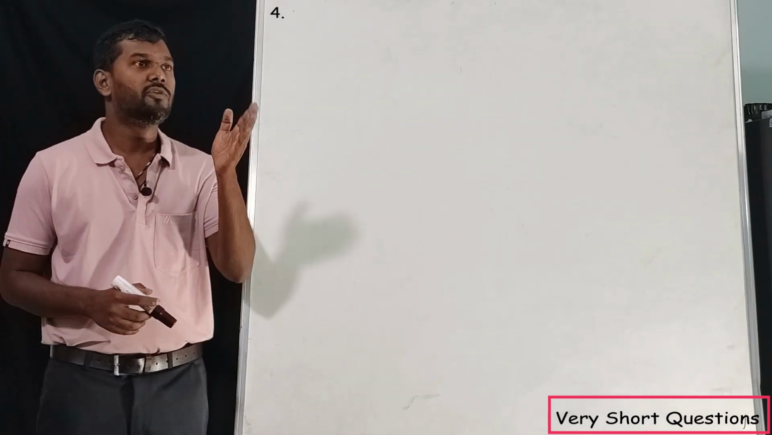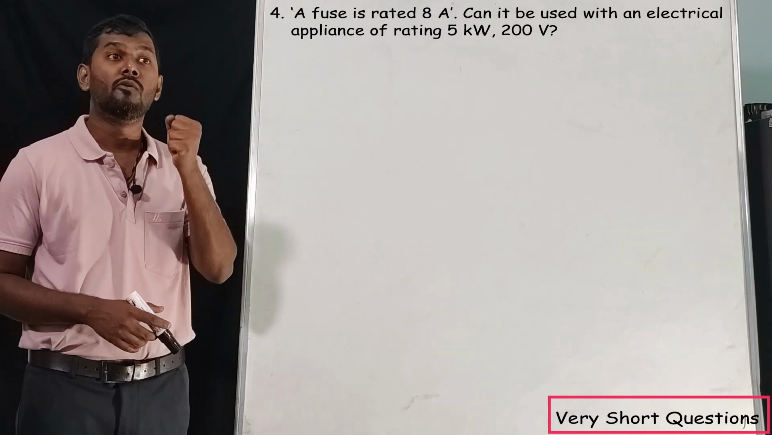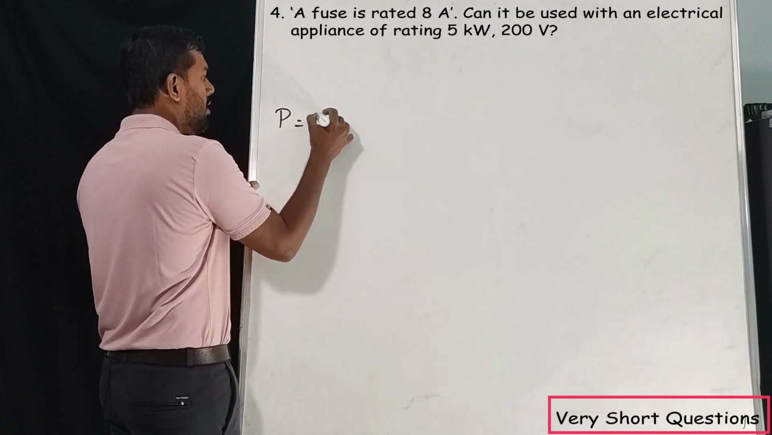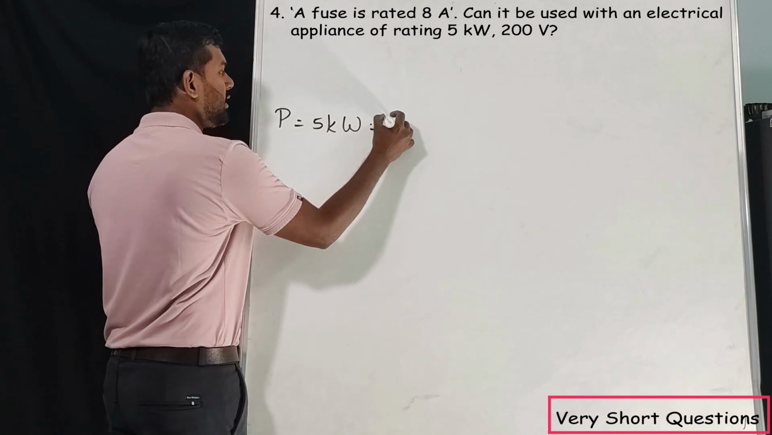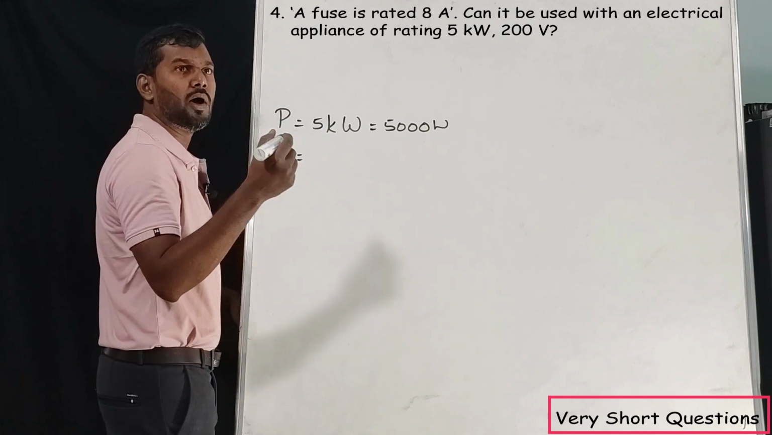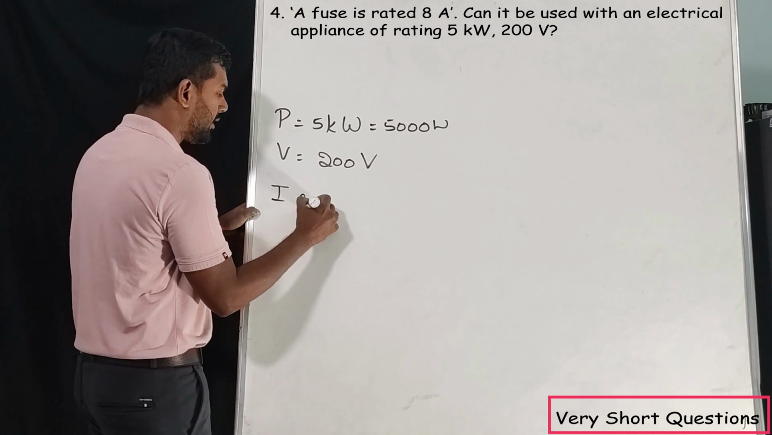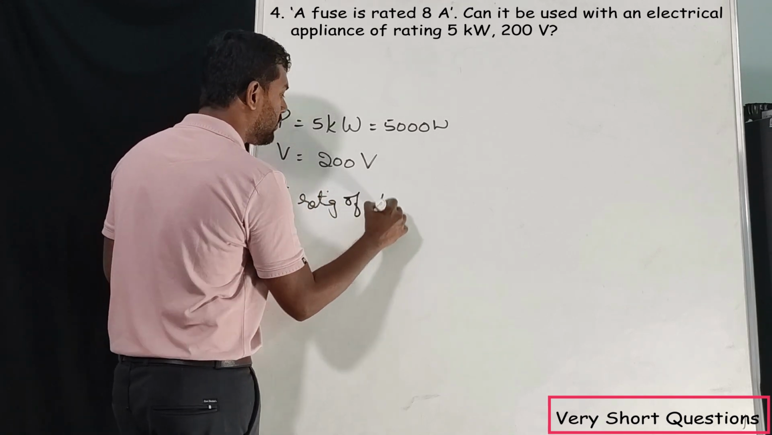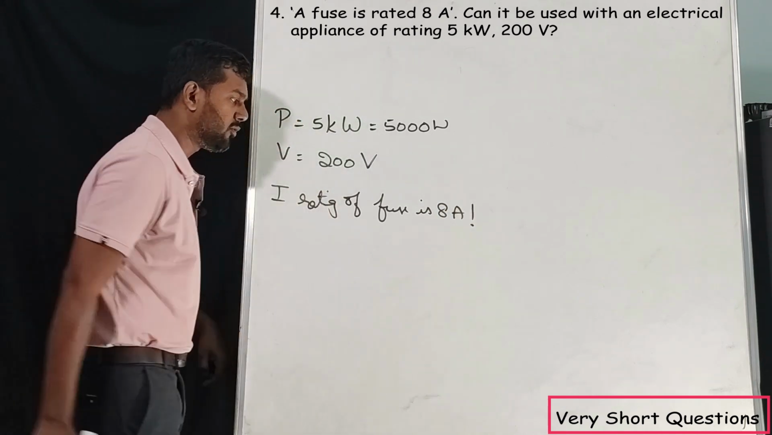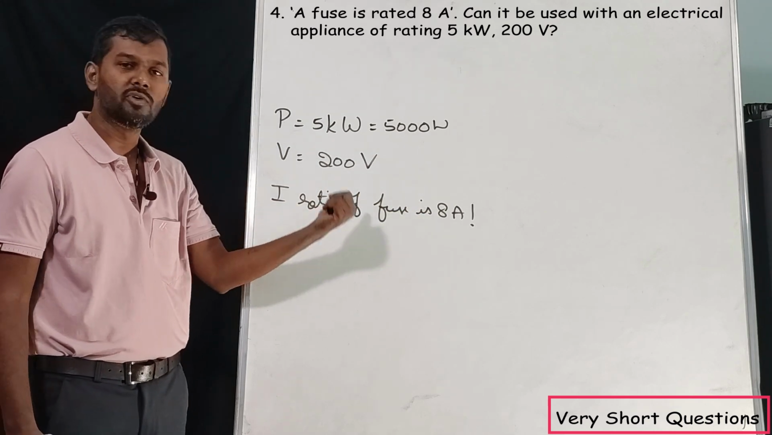Our next question, a fuse is rated 8 amperes. Can it be used with an electric appliance of rating 5 kilowatt and 200 volts? Listen, power is given as 5 kilowatt, that is nothing but 5000 watt, correct? Then voltage is given as 200 volts. Now the current rating of the fuse is 8 amperes. Okay, this is the statement. What do you mean by this? If the current exceeds more than 8 amperes, this fuse will melt.